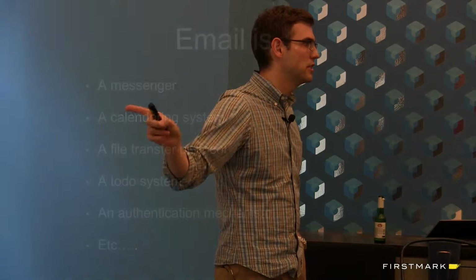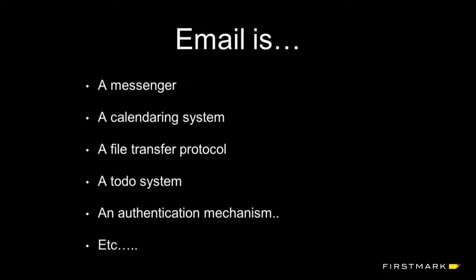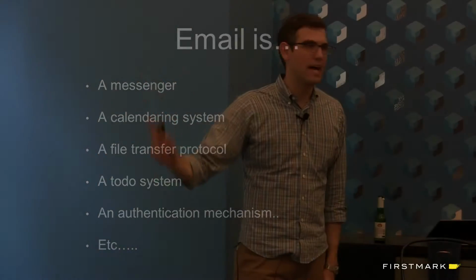And the other mistake I think people have made over the years is they want to secure email. Email is a very hard thing to secure because it's fulfilling so many different purposes at once, right? I use my email for a messenger and a calendaring system, and I send files back and forth with it, and it's like a file transfer protocol, and it's a to-do system, and it's like an authentication mechanism. If you're going to make this product better, you have to make all these experiences better at the same time, which is a really tall order. So that's why no one's ever able to fix email, because it's doing all sorts of different things at once. The best you could do is chip away at it and pick a particular part.